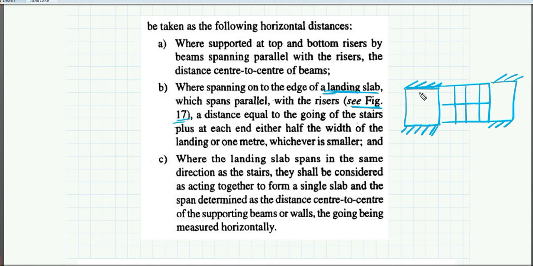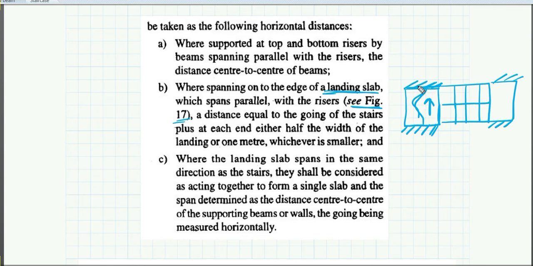That means the landing slab spans parallel to the riser. That means if you have a support along this side, in which direction is this landing slab going to span? This is going to span in this direction, right? In this direction, which is parallel to the riser. So this is the condition.